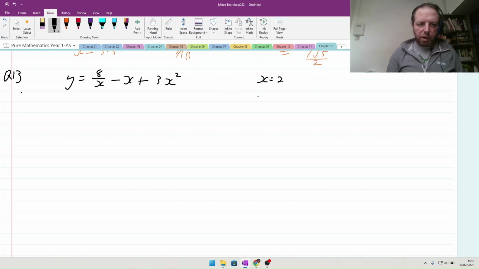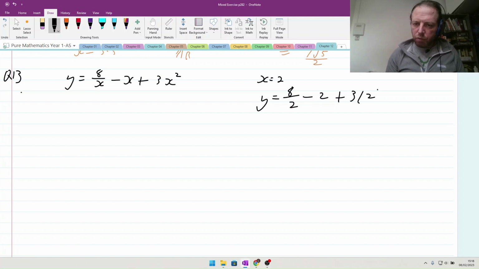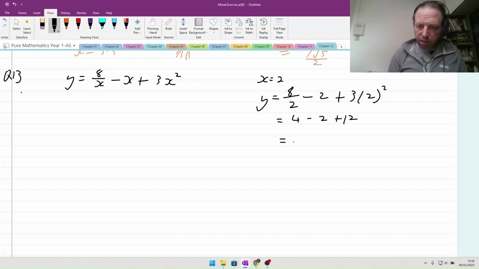Okay, straight off, when x equals 2, y equals 8 over 2 minus 2 plus 3 times 2 squared. So that is 4 minus 2, 4 plus 12, that's 2, 14. Okay, so we're talking about the point (2, 14).